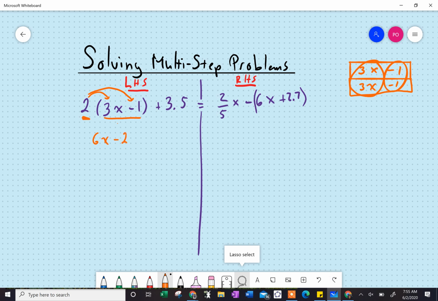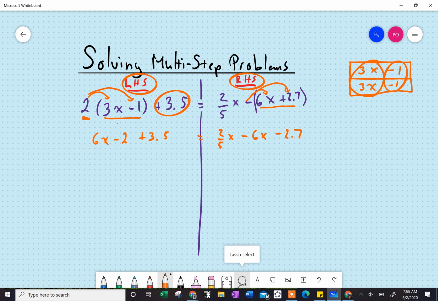Now, that's where the parentheses end. I still have this 3.5, so I'm just going to write down plus 3.5, and that's on the left-hand side of my equation. On the right-hand side, I have 2/5 x. And now it says take away this quantity. So if I take away 6x, it's going to be minus 6x. And I'm also going to take away a positive 2.7, which really just means minus 2.7.